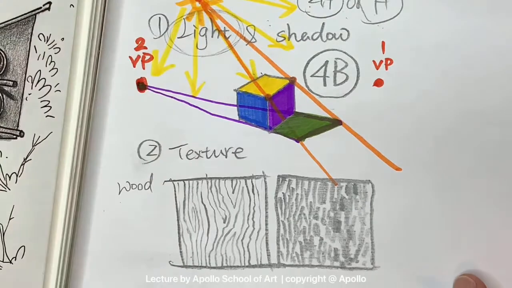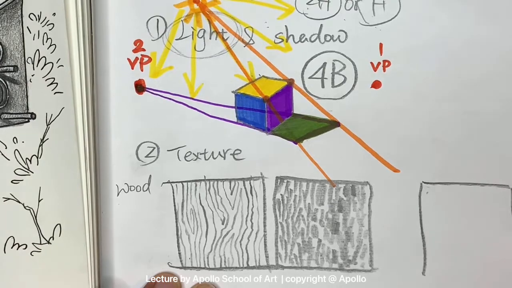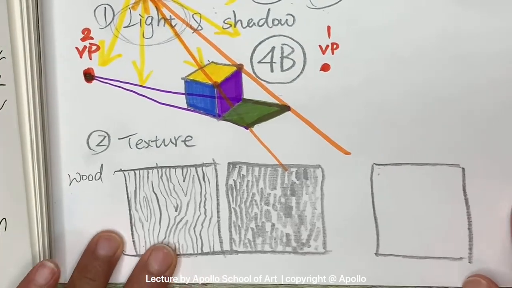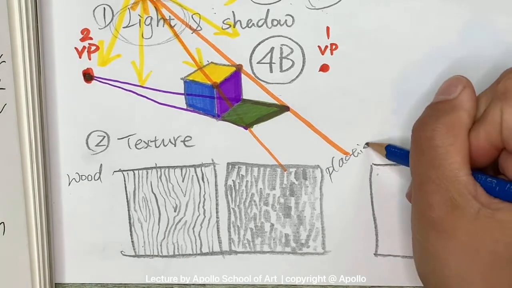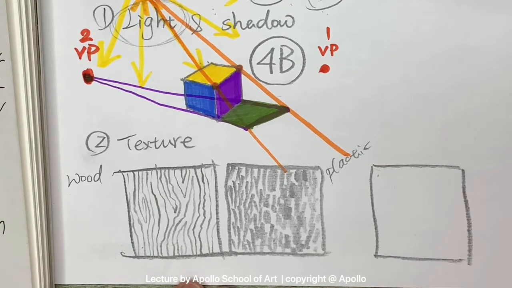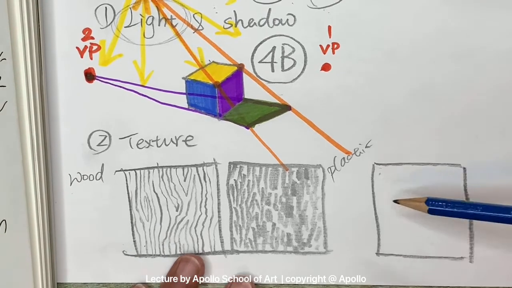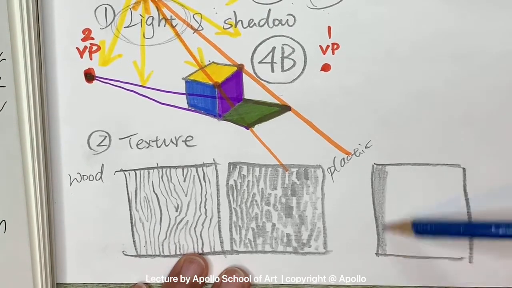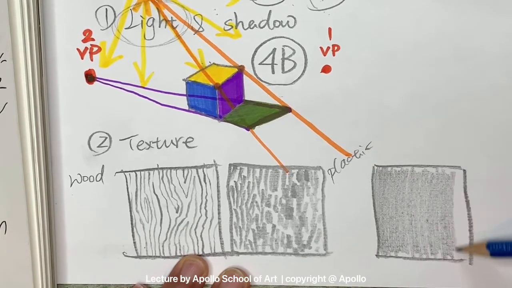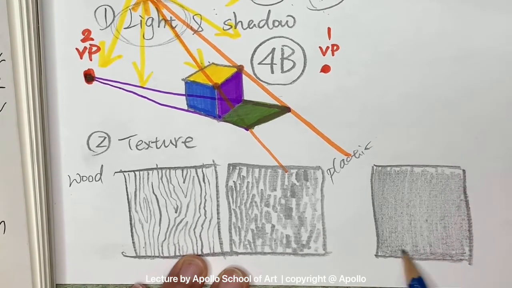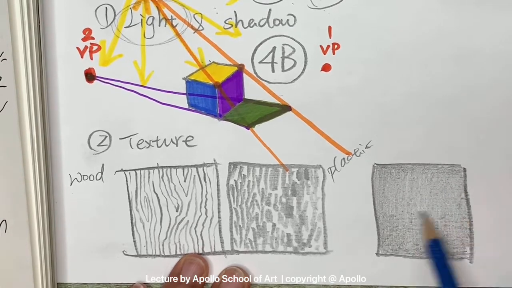Okay, so now we're doing the plastic. Same thing, I'm going to create it. Plastic is something smooth, right? Which means we have to shade very smoothly. There are no cracks, no prints. It has to be just one single color. See, I try to color this very smoothly, no white space, with the same pressure on the pencil.